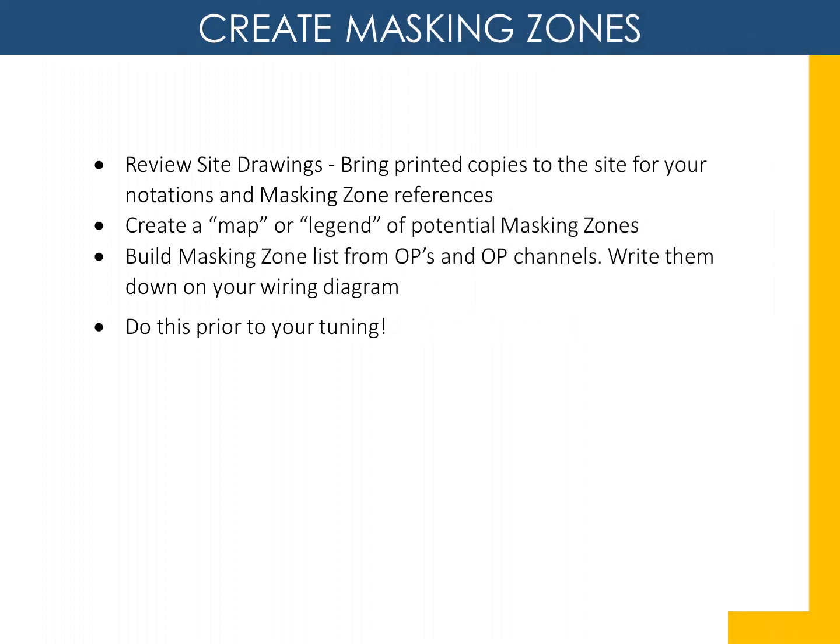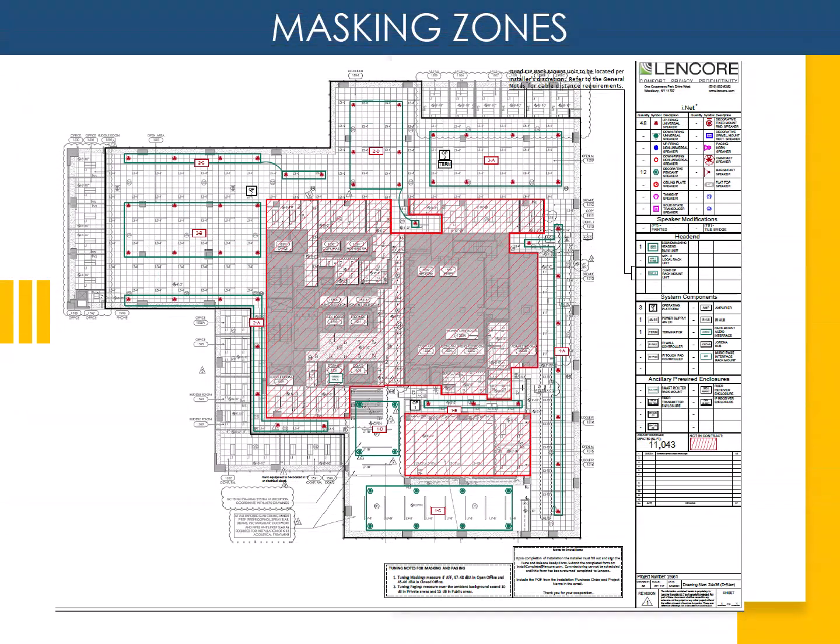Review your diagram and create your masking zone plan. I like to set this up prior to arriving on site. By planning your zones ahead of time, you will be able to arrive on site and get right to it. Review your site drawings. Always bring printed copies to the site for your notations and masking zone references. You will create a map or legend of potential masking zones. Build your masking zone list from operating platforms and operating platform channels. Write them down on your wiring diagram for your reference. Again, I highly suggest that you do this prior to your tuning.